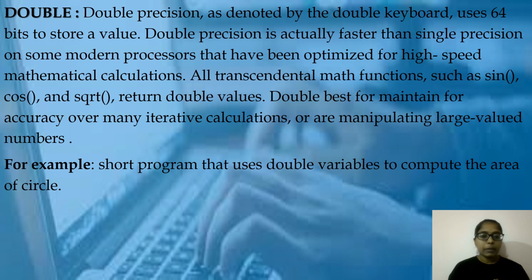Next is double. Double precision, as denoted by the double keyword, uses 64 bits to store a value. Double precision is actually faster than single precision on some modern processors that have been optimized for high-speed mathematical calculations. All transcendental mathematical functions such as sine, cos, and square root return double values. Double is best for maintaining accuracy over many iterative calculations or manipulating high valued numbers. For example, a short program that uses double variables to compute the area of a circle.